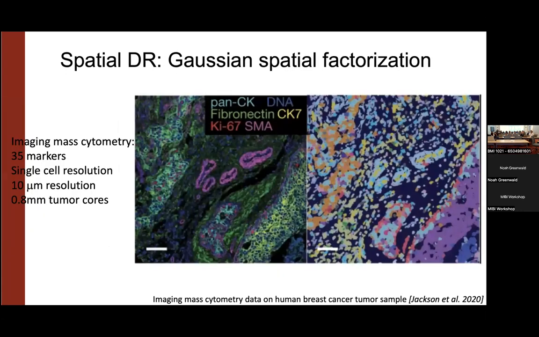So because of this audience, I wanted to show you the results of this Gaussian version. This is not the exact same model, but it's the Gaussian version of it. We're assuming the values go from negative infinity to positive infinity instead of counts. This is for imaging mass cytometry data. This only has 35 markers, so it's more along the lines of what you guys are looking at. Single cell resolution, and these are fairly small tumor cores, but again, I think it's more along the lines of what you guys look at with the MIDI data.